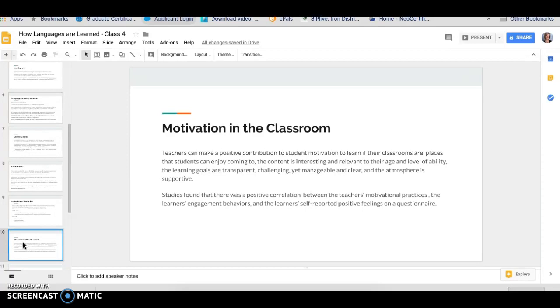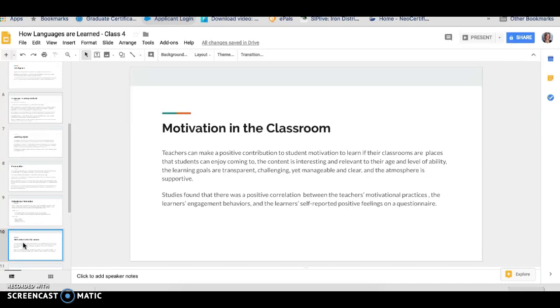Motivation in the classroom is another key factor, and teachers have the biggest influence and contribution in this. They can make a positive contribution to student motivation to learn if their classrooms are places that students enjoy coming to, if the content is interesting and relevant to their age and ability, if the learning goals are transparent, challenging, manageable and clear to them, and if the atmosphere is supportive. So teachers have a huge factor on motivation in the classroom and the ability to learn.